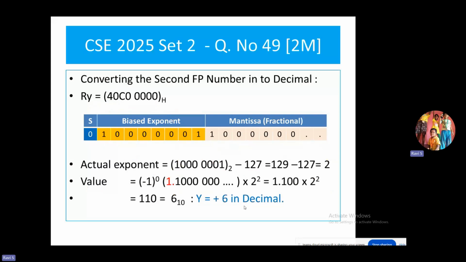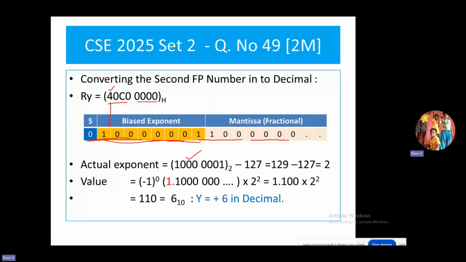The first one we have applied. Now we are going to adapt the same thing for the second floating point number also. It is given like this: 40C0 followed by 4 zeros. Now also you expand it to 4 binary digits for each hexadecimal digit. So 4 means 0100. In the same way, followed by 0, followed by C means 12, then followed by 0, and so on. So once you substitute all this, we need to calculate as usual the actual exponent value.